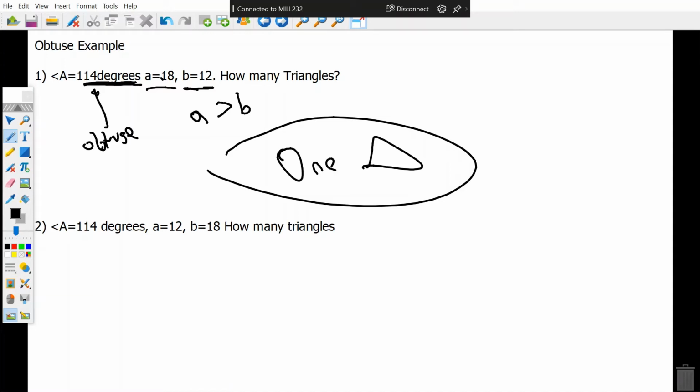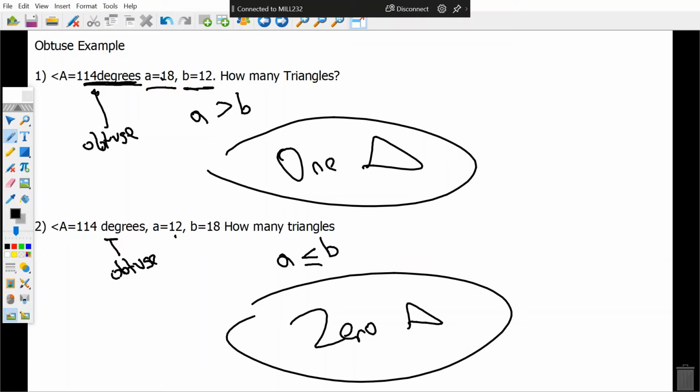Question 2, again, obtuse angle. Here, A is 12 and B is 18, so A is less than or equal to B, which means now there is 0 triangles. Okay? So those are the 2 possibilities when the angle is obtuse.